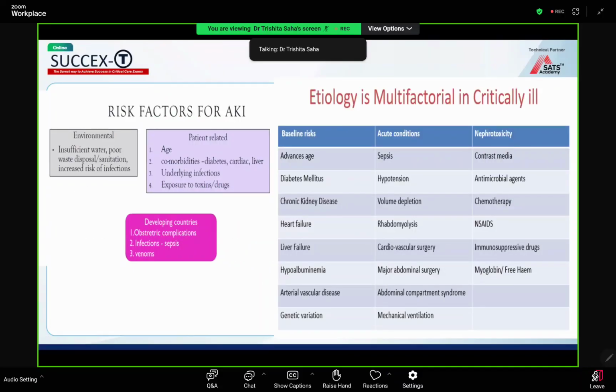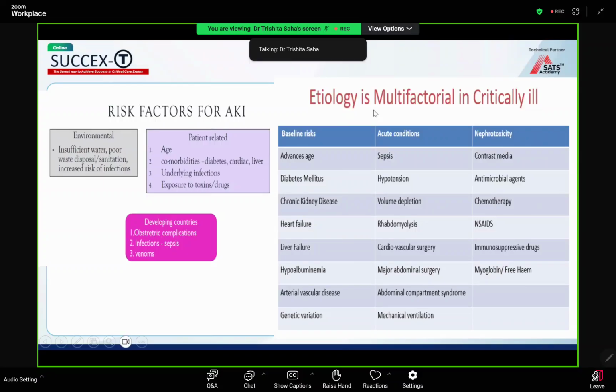Now, coming to the next part of the question, I have to discuss the staging and the classification. Before discussing the classification, you should write shortly about the risk factors for AKI. What are the environmental ones, that is insufficient water, poor water disposal, sanitation conditions, increased risk of infections. What are the patient-related ones: age, comorbidities, diabetes, any cardiac or liver disease, any underlying infection, exposure to toxins and drugs. And in developing countries, there may be obstetric complications, infection, sepsis, and any venoms, snake bite, scorpion bite, anything.